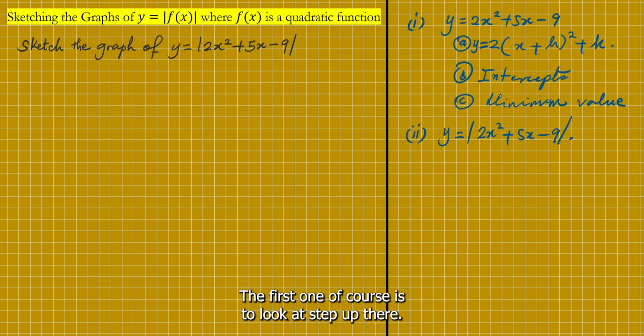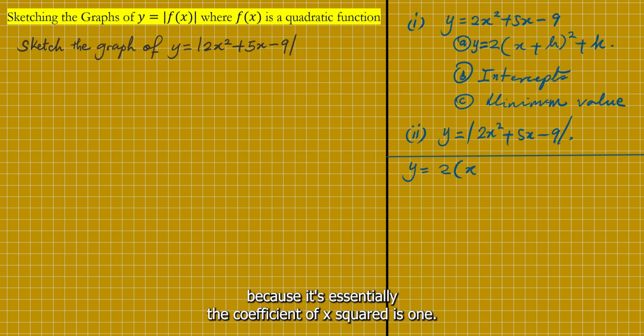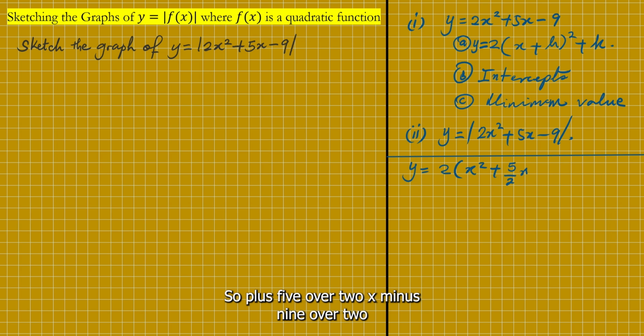The first one, of course, is to look at step 1 up there. So let's do that. I'm going to block this off a little bit so that it's a bit tidy. So y equals, I've got to factor out 2, because it's essential that the coefficient of x squared is 1. So 2 into x squared plus 5 over 2 x minus 9 over 2.